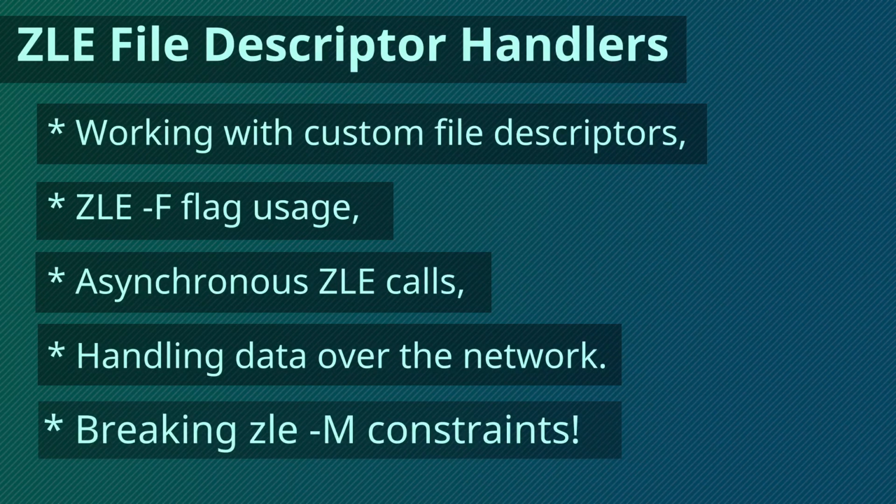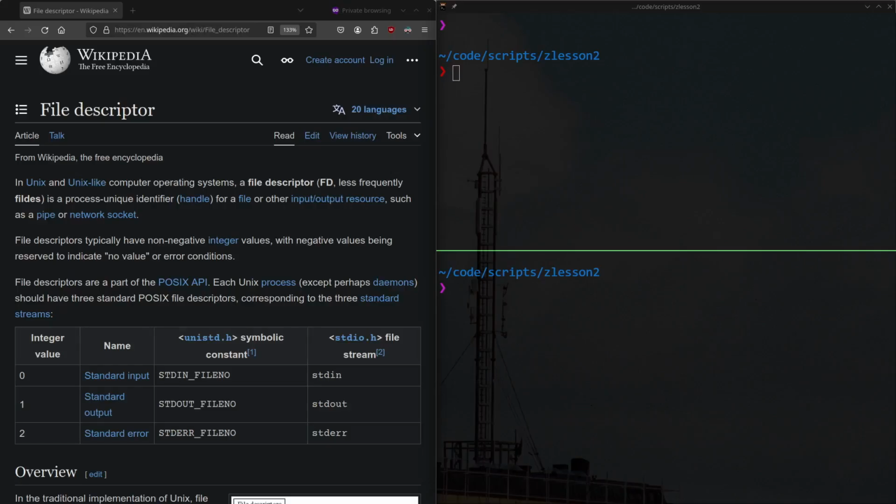We'll first start working with file descriptors and how they're created, then get into handling them with the ZLE capital F flag for asynchronous code execution. We'll show how this can be used to handle arbitrary data over the network, including a little demo for a type of shared terminal session between users. We'll also break the ZLE capital M flag by showing that it's actually possible to print arbitrarily many rows of data with it.